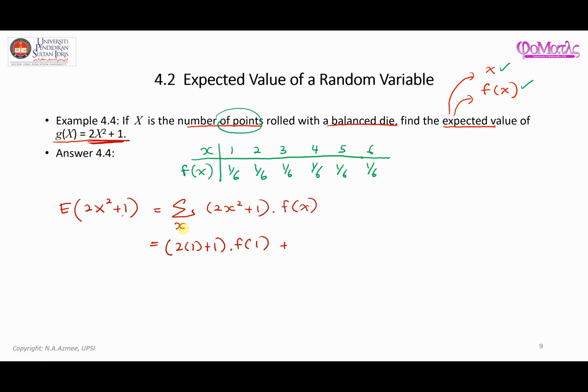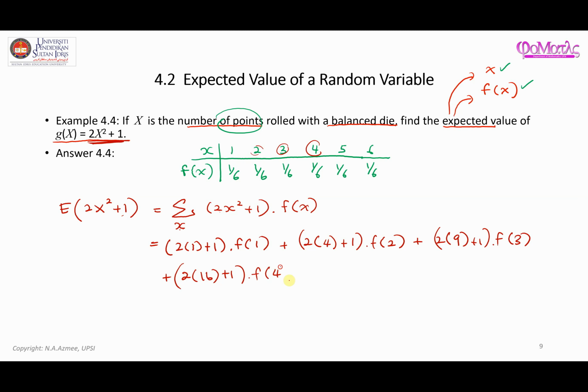Next, we're going to change x to the value of 2. So 2 times 2 to the power of 2, which is 4, plus 1, times f2. That's the process. Next, 2 times 3 to the power of 2, which is 9, plus 1 times f3. Next is 2 with 4, so 4 squared is 16, plus 1 times f4.